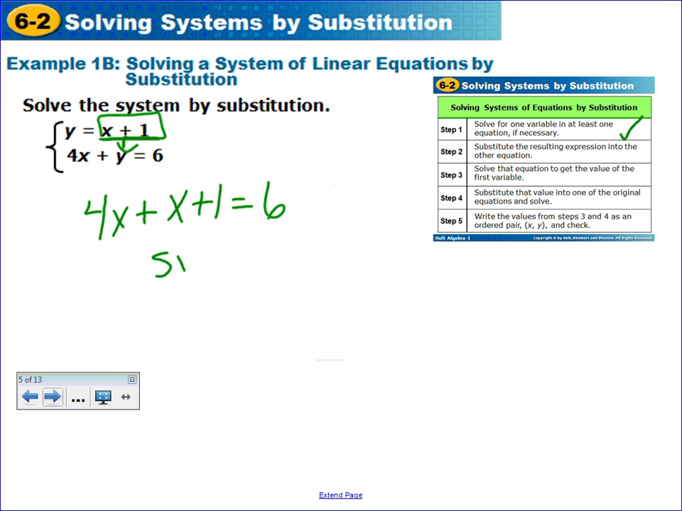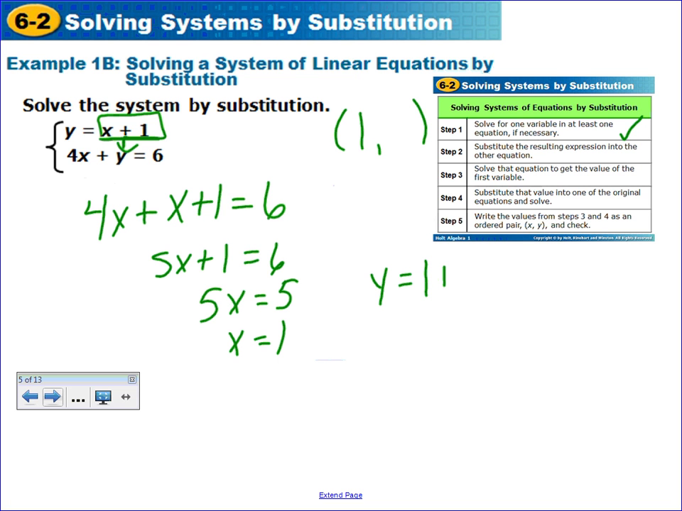This is 5x plus 1 equals 6. This is 5x is equal to 5. X is equal to 1. So now I'm just going to plug in and make sure that that's true. So that would give me the ordered pair 1, comma, well, let's find out. Y is equal to 1 plus 1, and 4 times 1 plus y is equal to 6. Y is equal to 2.